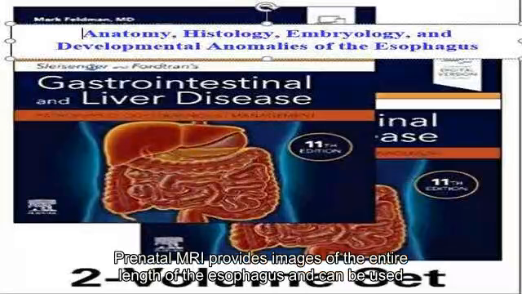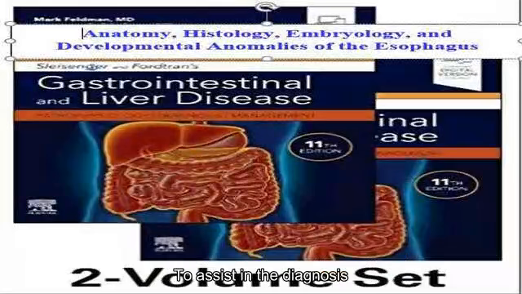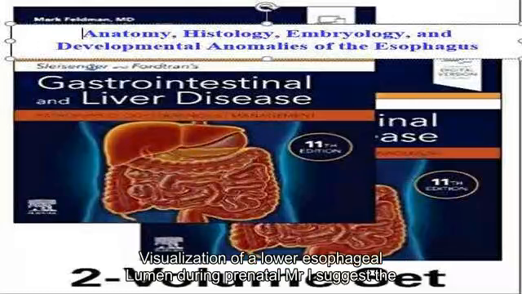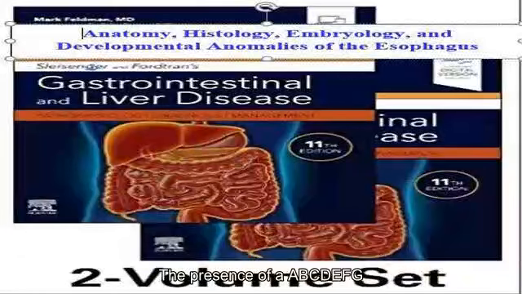Prenatal MRI provides images of the entire length of the esophagus and can be used to assist in the diagnosis of esophageal atresia. 19 Additionally, visualization of a lower esophageal lumen during prenatal MRI suggests the presence of a TEF.